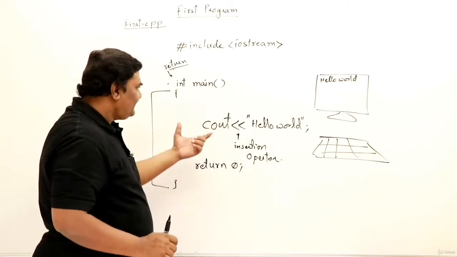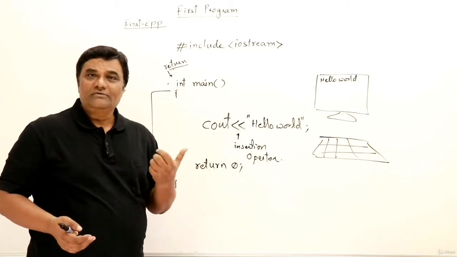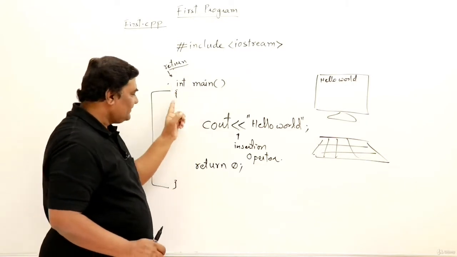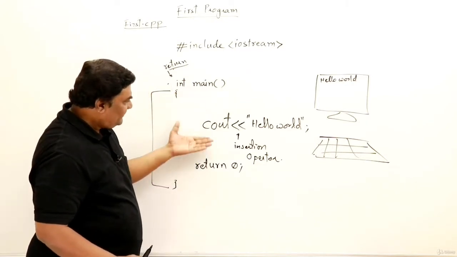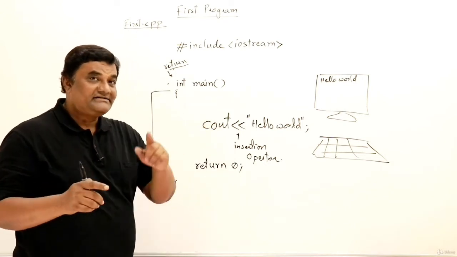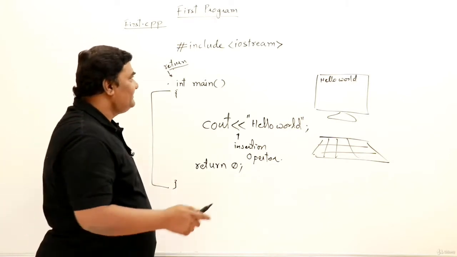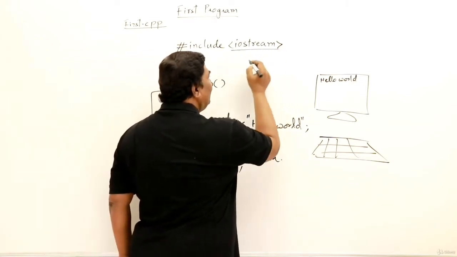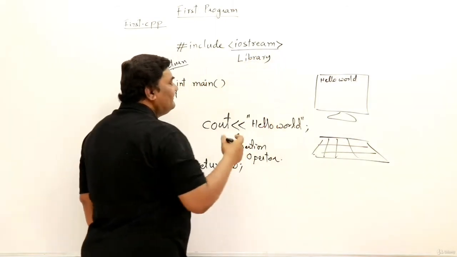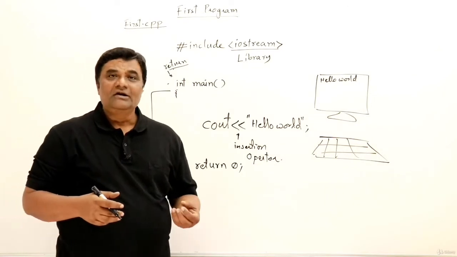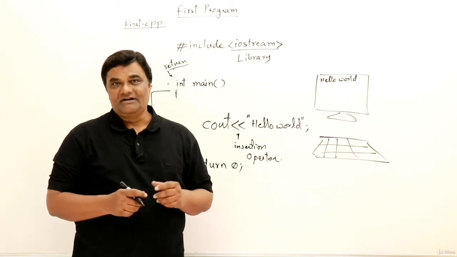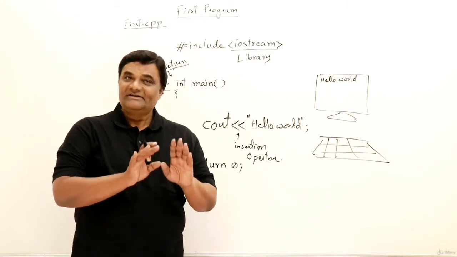Now, next thing, where did this cout come from? We know that for every C++ program, we should write int main, flower bracket close, and return. Then whatever we are writing here, where did this cout come from? The cout object as well as the cin object are present inside this iostream header file. So actually this is a library. A library contains a collection of built-in objects or functions that a programmer can use to easily write programs. This is provided by the C++ compiler.